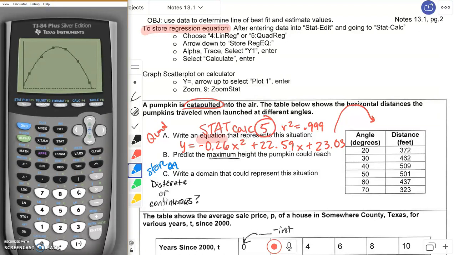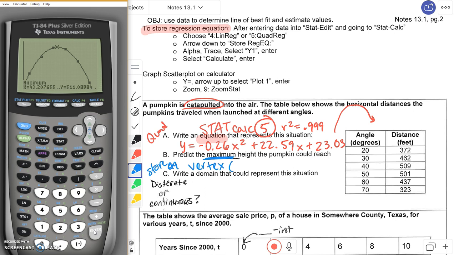which means that I can find my maximum height by finding my vertex and using that. So that's when I got to go back to last unit and I got to think about finding my vertex. So that's second, trace. I want 4 for maximum. I'm kind of at the top, so I'm going to go left, enter, and then right, enter. And then I click enter one more time. So that gives me my full vertex.